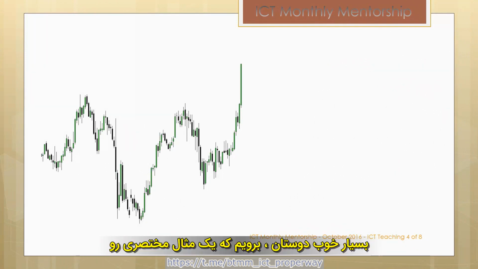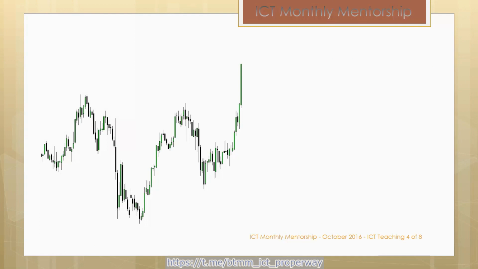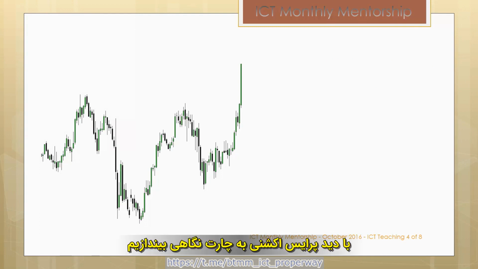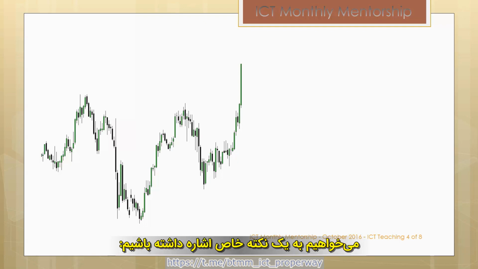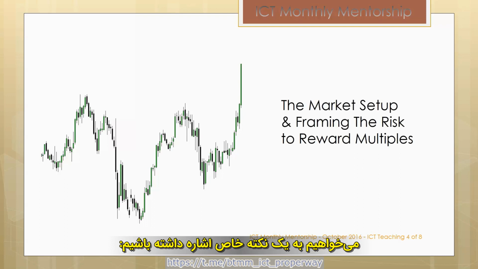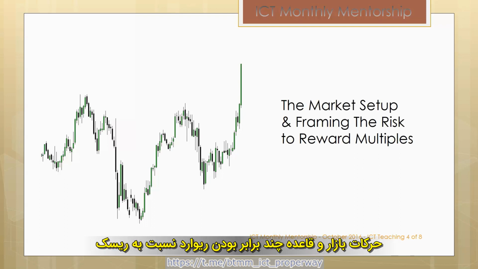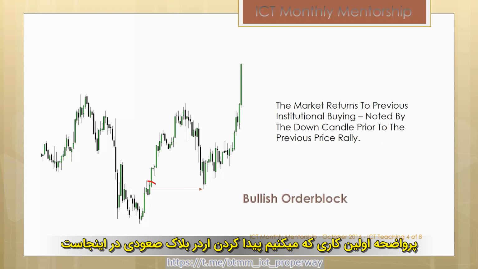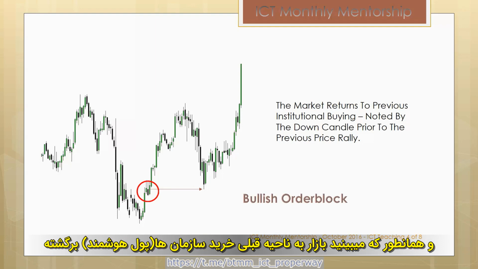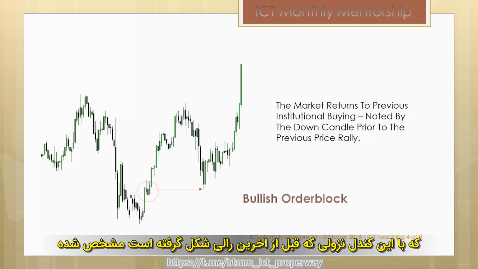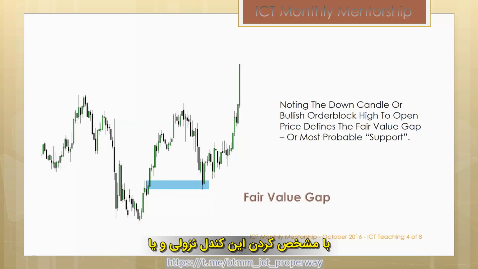Okay, folks, we're going to give a brief overview on framing a trade, just for the context of this discussion. Looking at this sample size of data as it relates to price action, we're going to be referring to a specific concept known as market setup and framing the risk to reward multiples. Obviously, we're going to use a standard in my repertoire, the bullish order block. As we can see here, the market returns to a previous institutional area of buying, noted by the down candle prior to the previous rally higher. By noting the down candle, or the bullish order block, high to open price defines the fair value gap, or most probable support.